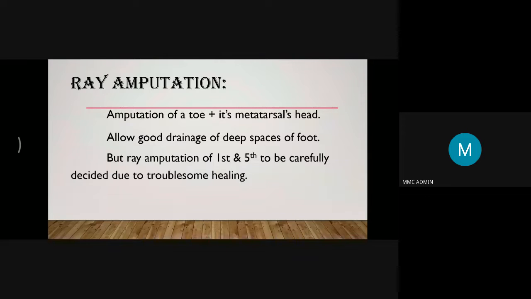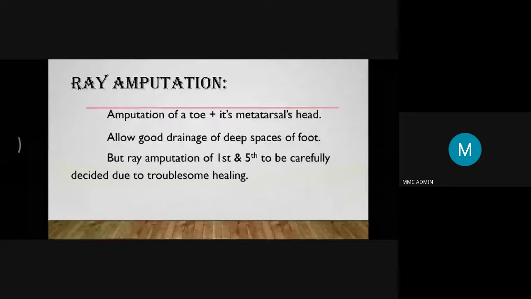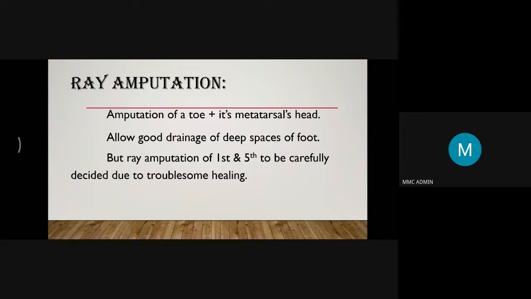We are doing the Ray amputation mainly for removing the toe. Okay, the toe will have a wet gangrene or dry gangrene, or it may be a trauma. Why are we removing the metatarsal head? Because there is a scientific study which shows that the proliferating factors mainly come from the bone marrow.